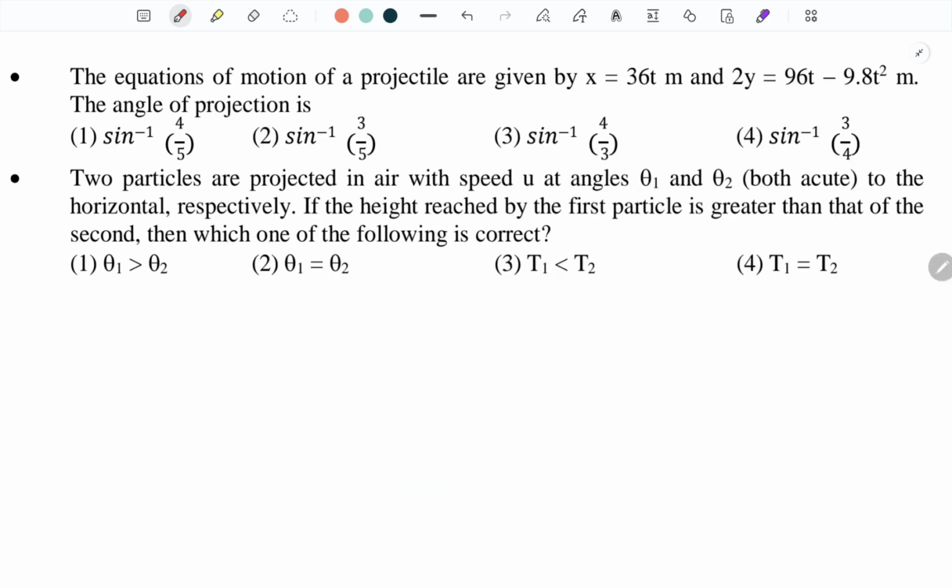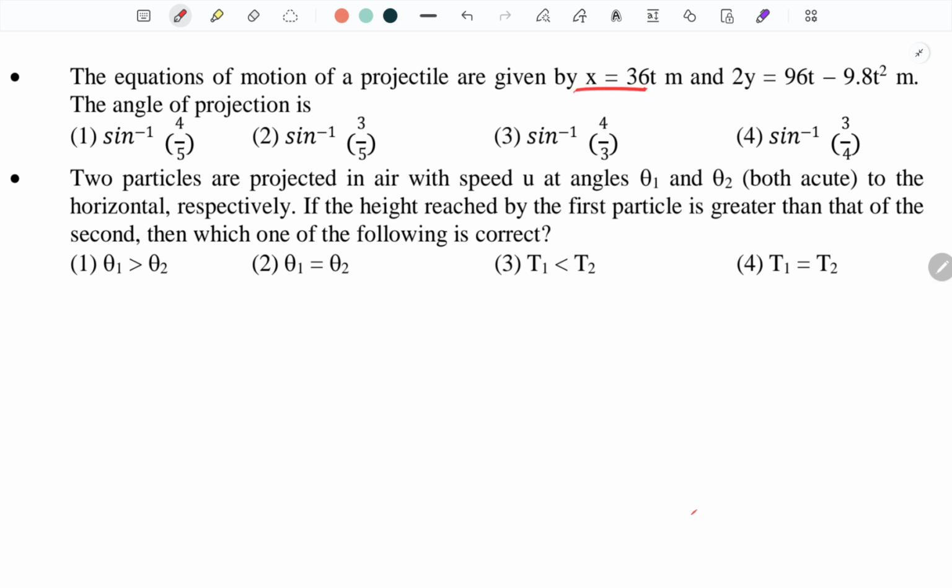All right, let us solve the next two set of questions. What does the question tell? The equations of motion of a particle are given by x is equal to 36t and 2y is equal to 96t minus 9.8t square. The angle of projection is. So how will you solve this? Before even solving, x is equal to 36t, this is in the standard form.